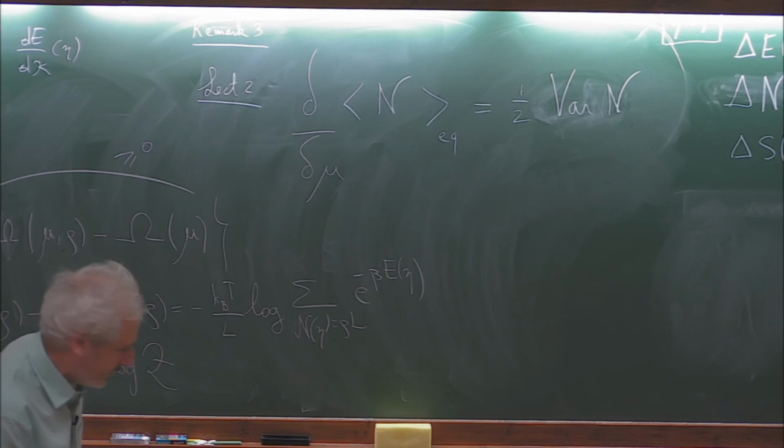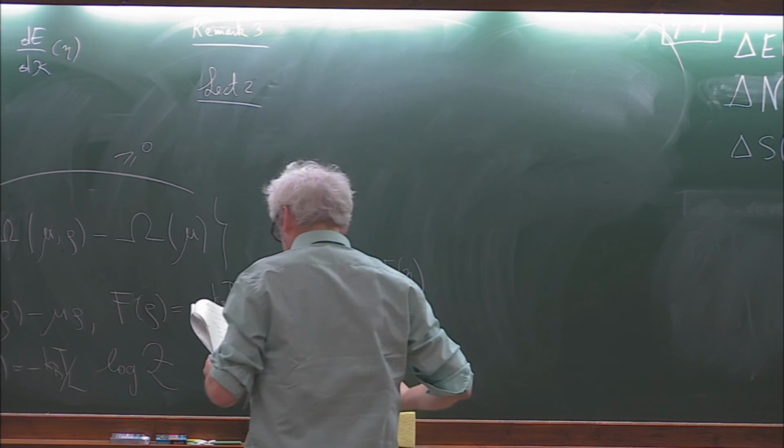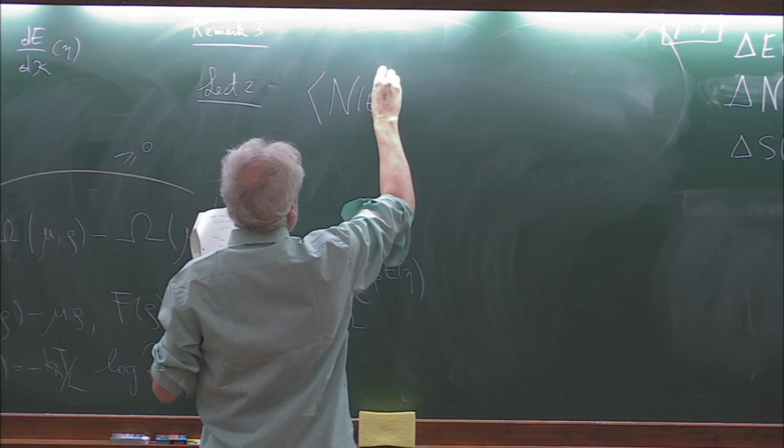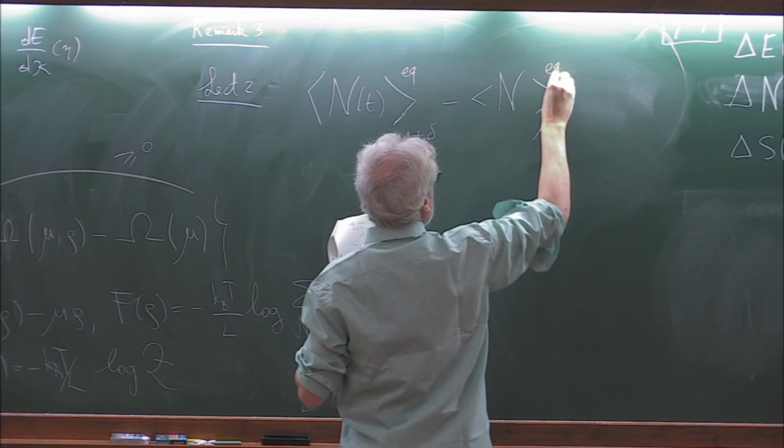Actually, let me write a more complicated formula, which I will use to correct this one, I hope. Even though I have not been speaking about the dynamics, I can ask in equilibrium, so here I will write equilibrium, at time t, how the number of particles has changed with respect to the equilibrium that I started with at chemical potential mu.